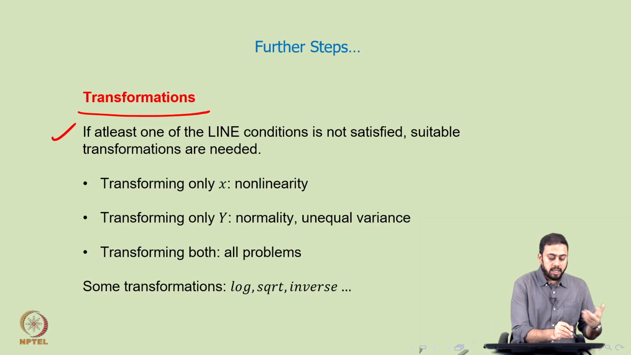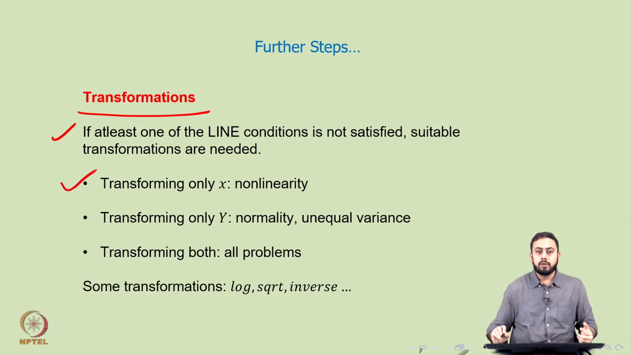Now you have 3 categories. When should you transform only x? You should transform only x when non-linearity is the only problem. When should you transform only y? You should transform only y when normality is a problem or unequal variance is a problem, and so on. And when should you transform both x and y? When you have mixed problems or all problems, for example non-linearity and non-normality. Then you should transform both x and y.